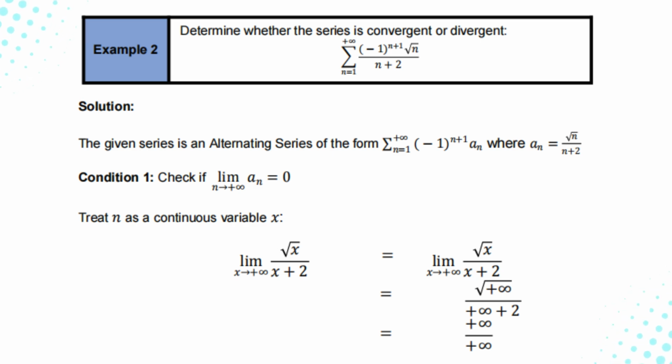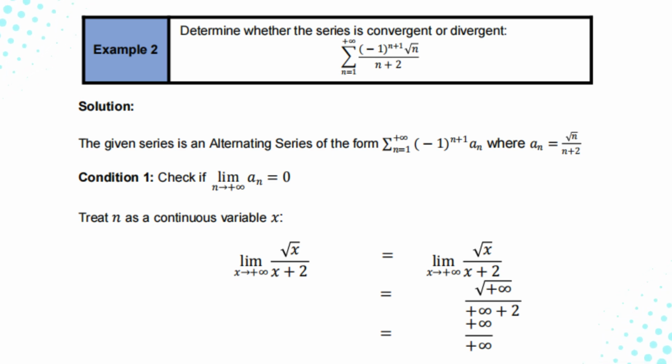The given series is an alternating series of the form the sum of (-1)^(n+1) times a sub n from n equals 1 to positive infinity, where a sub n is equal to the square root of n over n plus 2. Let us check the first condition. Check if the limit of a sub n as n approaches positive infinity is equal to 0.